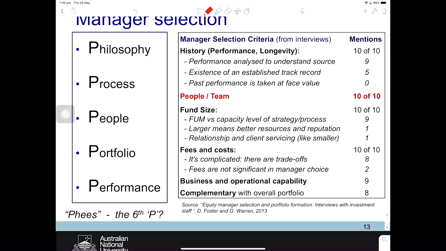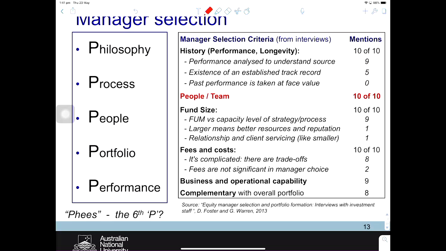So here on the right-hand side, we have a survey result where they asked institutional investors, how are you going to select managers? If you're going to allocate some funds to Australian small shares, there are probably 5 or 10 Australian small company managers in Australia. How are you going to choose a few of them? So here are the most important considerations when institutional investors choose managers.